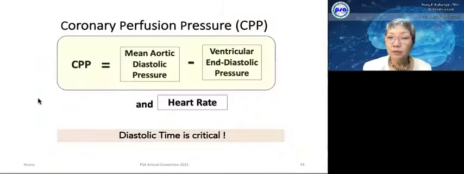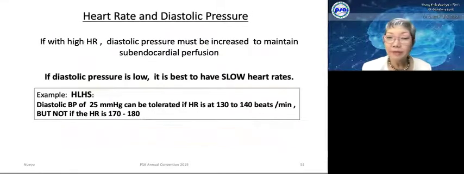So the heart depends on coronary perfusion, and this is the equation that determines coronary perfusion pressure: the aortic diastolic pressure minus the ventricular end-diastolic pressure. The greater the heart rate, the less time there is for cardiac filling. And it's only during diastole that the heart becomes perfused. So the guiding principle is that if we have high heart rates, the diastolic pressure must be increased to maintain subendocardial perfusion. But if the diastolic pressure is very low, then it is best to have slower heart rates.